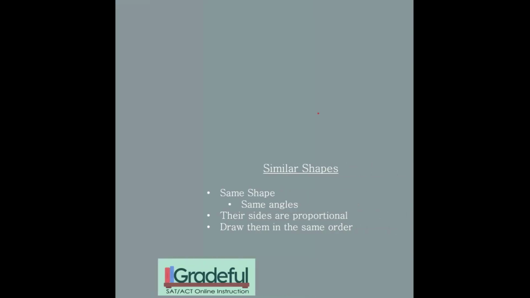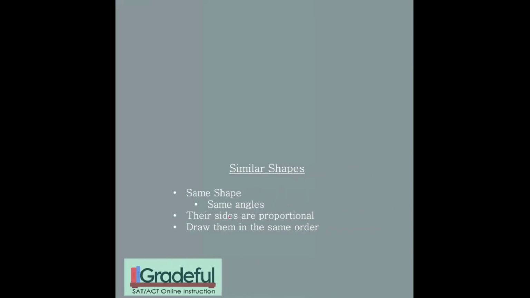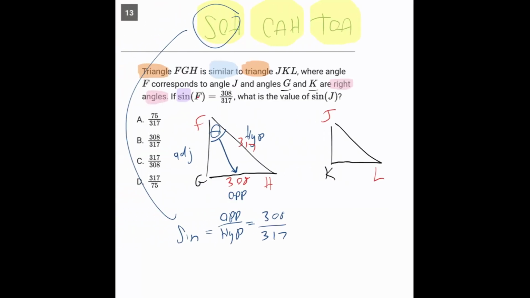Now, the idea of similar shapes is that they have the same angles as one another. So if we're being told about the sine of F, then that's the same as the sine of J, because these two angles, by definition, are the same as one another. So if a question is asking about the sine of J, well, they may as well be asking about the sine of F, and we can use the sine of F.